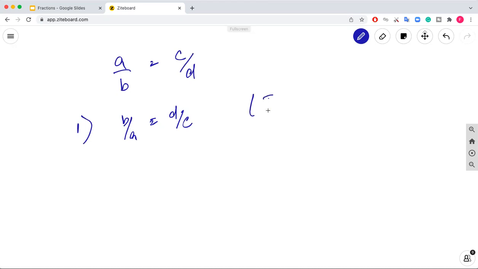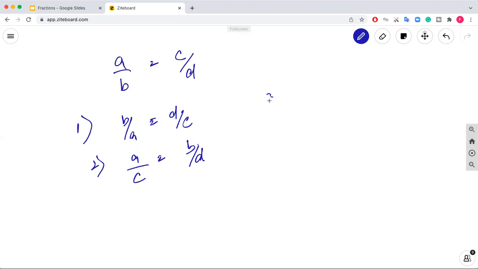This is actually known as invertendo. You don't need to know this. I'd better not say it, this might cause confusion. Okay. So next one is, we can also write this as A over C is equal to B over D. We are just cross multiplying. C is moving to this side.